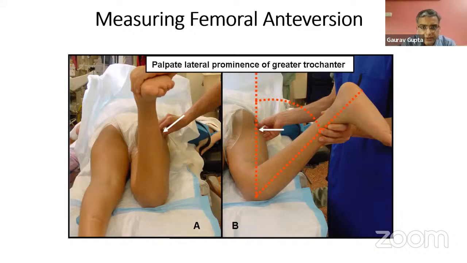From that total anteversion, we subtract the version for that age. Let us say if it's a 12-year child, normal anteversion is roughly 15 degrees, and if the greater trochanter becomes parallel at around 50, so the increased anteversion is 35 degrees. That is how you do Craig's test.